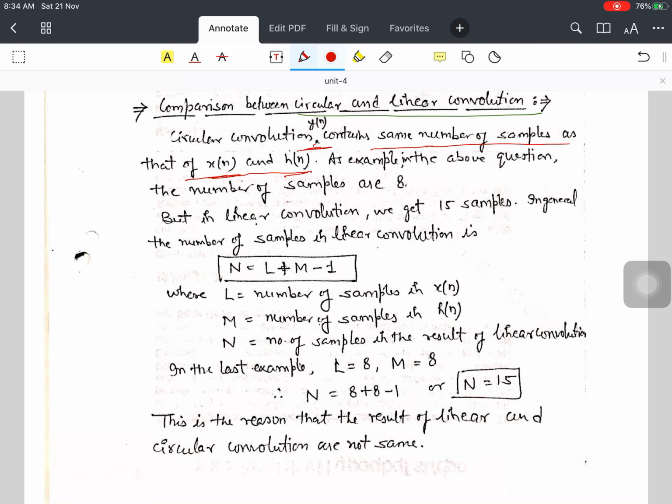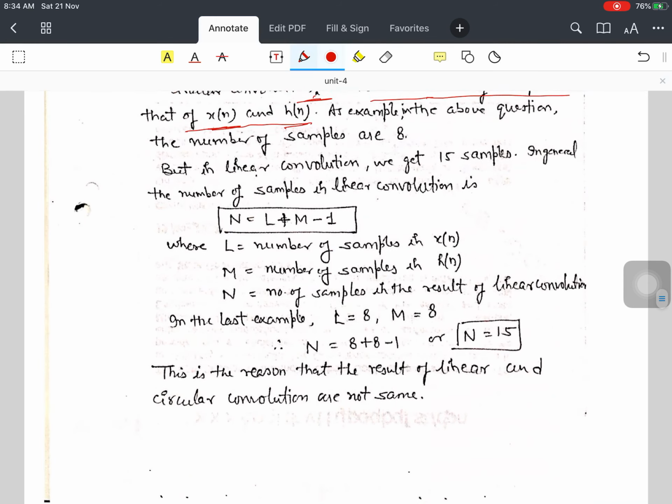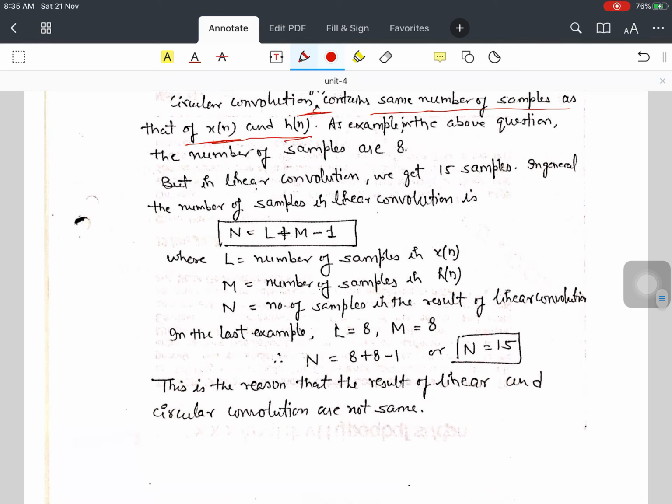But in linear convolution, how much are we getting? 1, 2, 3, 4, 5, 6, 7, 8, 9, 10, 11, 12, 13, 14, 15. So, 15 samples we are getting in the case of linear convolution. The number of samples in linear convolution is given by n equal to L plus m minus 1, where L is the number of samples in xn, m is the number of samples in hn, and n is the number of samples in the result of the linear convolution.